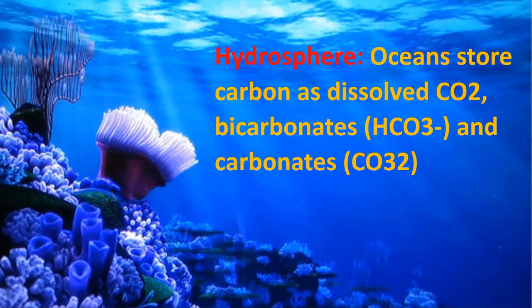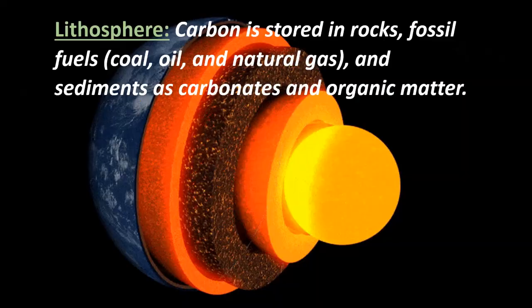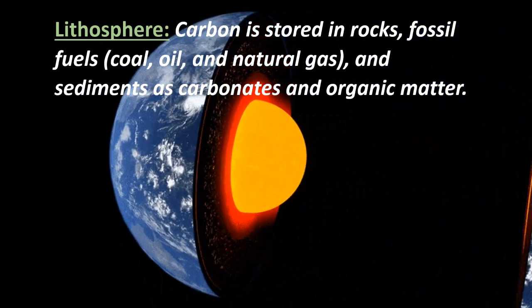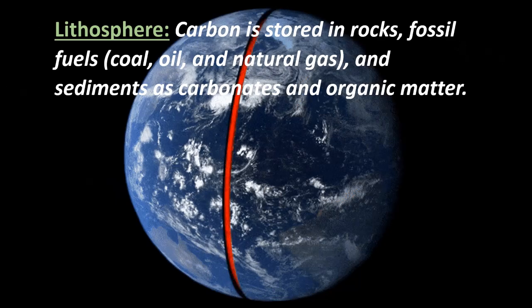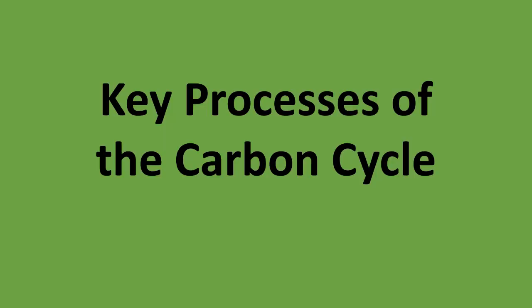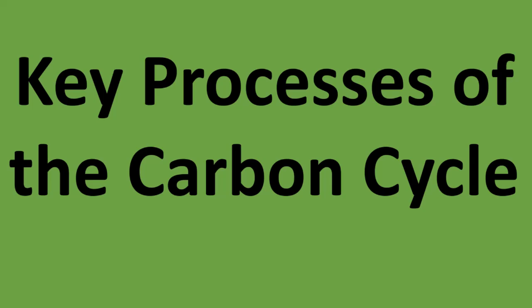Oceans store carbon as dissolved carbon dioxide, bicarbonates, and carbonates. Carbon is stored in rocks, fossil fuels like coal, oil, and natural gas, and sediments as carbonates and organic matter. So, key processes of the carbon cycle.